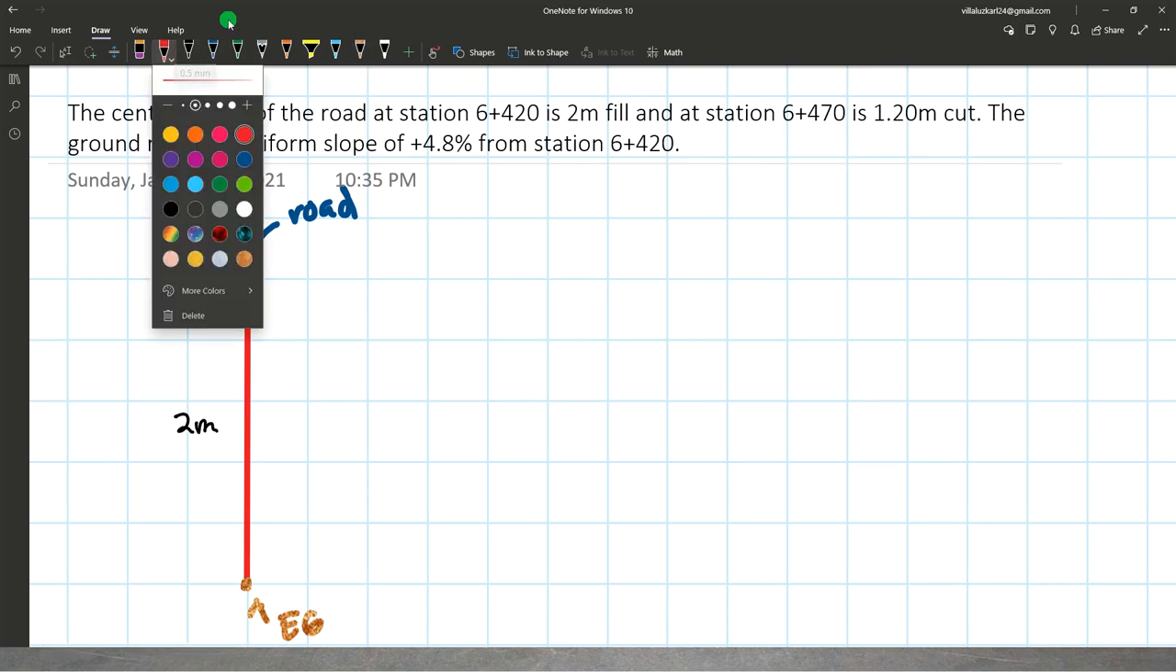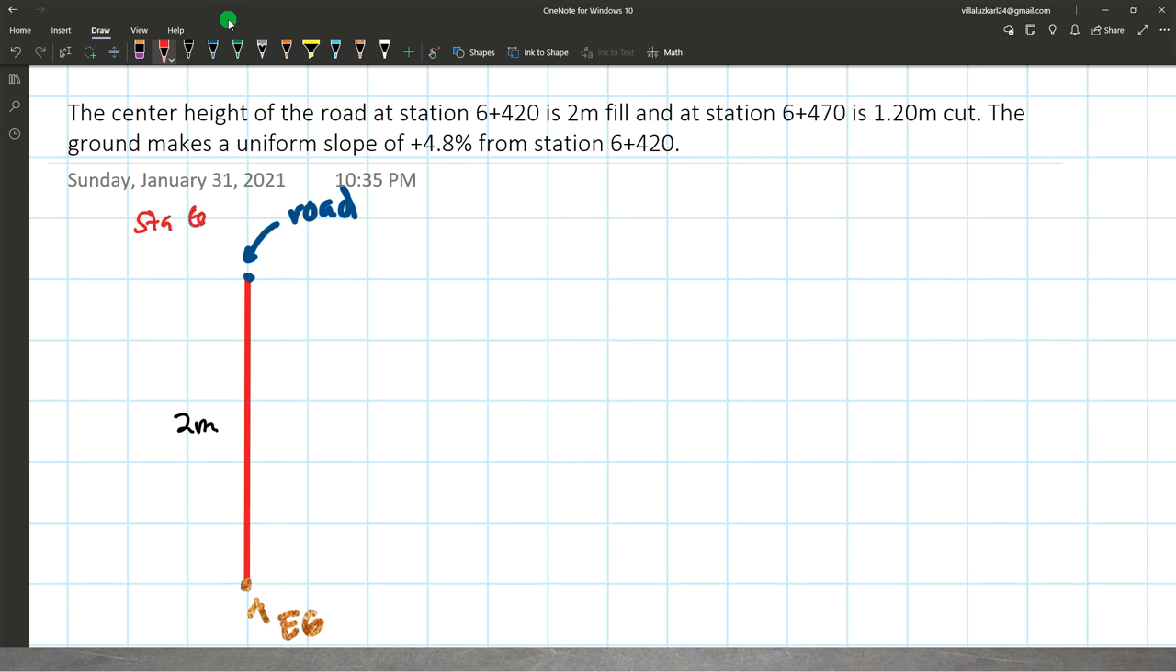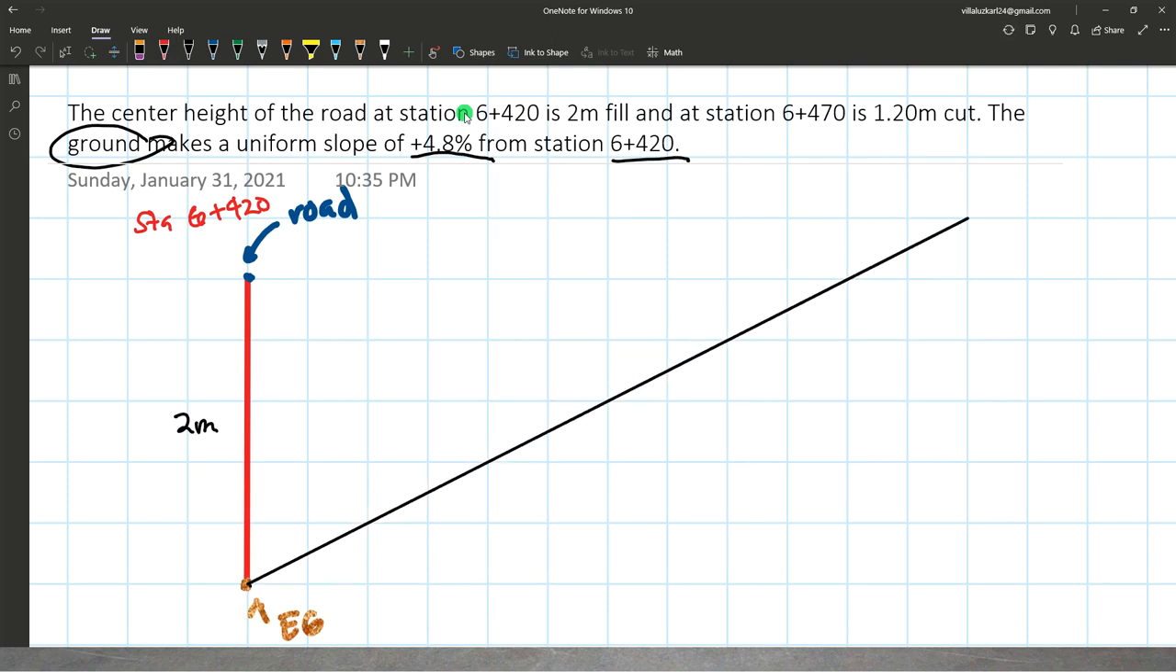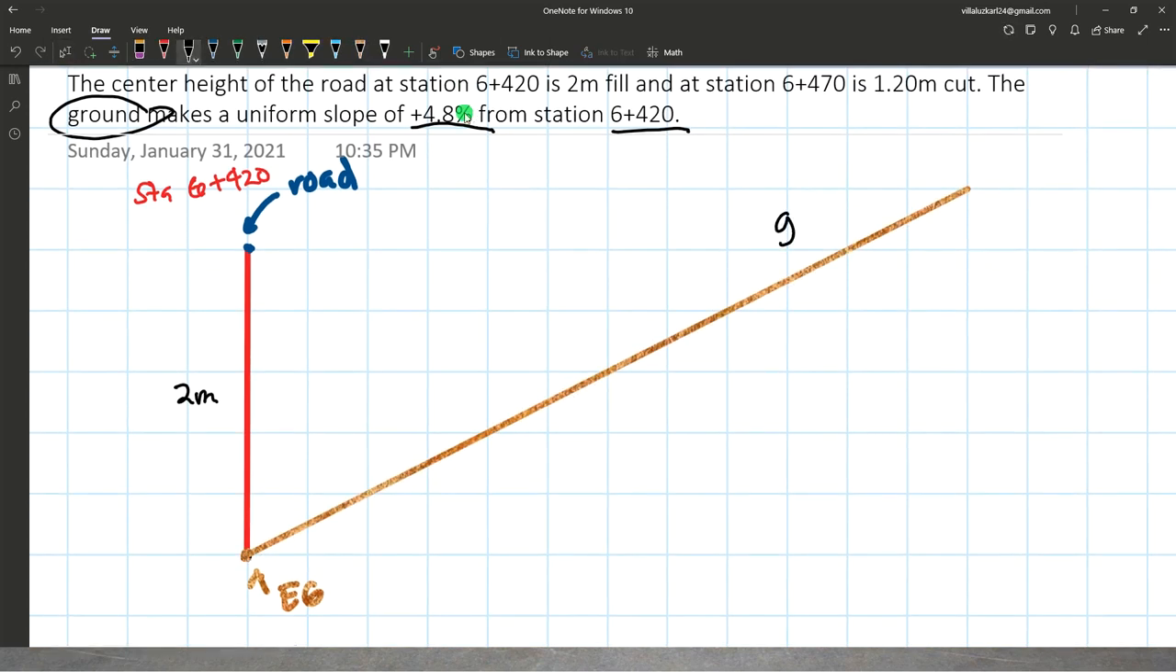And this is station 6+420. Now, we have station 6+470 with 1.2 meter cut. I can't draw that yet, so let's start using the given slope of the ground, which is positive 4.8% from 6+420. For the existing ground, we draw a line with a positive slope of 4.8%. That's your ground surface, with slope G of ground, positive 4.8%.